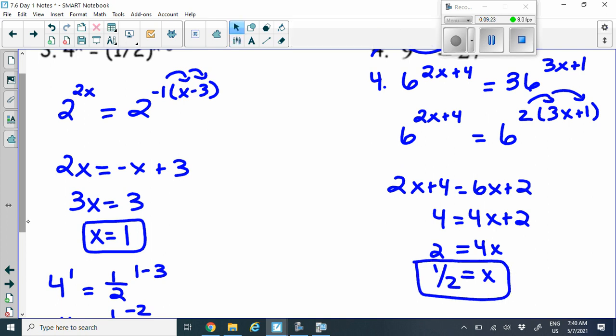And as I said before, you can always plug that back into the original equation to check if your answer is correct. Okay, make sure you watch the next part of our video. That's where we're going to be talking about, well, what happens when we can't get our bases to be the same.